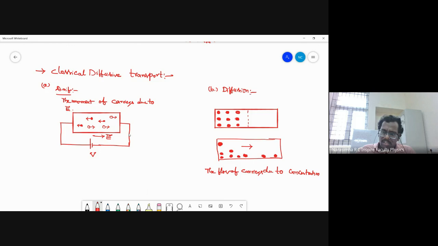What do you mean by concentration? This is the number of charge carriers per unit area. Concentration gradient is usually denoted, if this is the x-axis, as dN/dx, so the density is changing with respect to the x-axis. This is what we call diffusion, in simple words. Now we'll go into more detail.